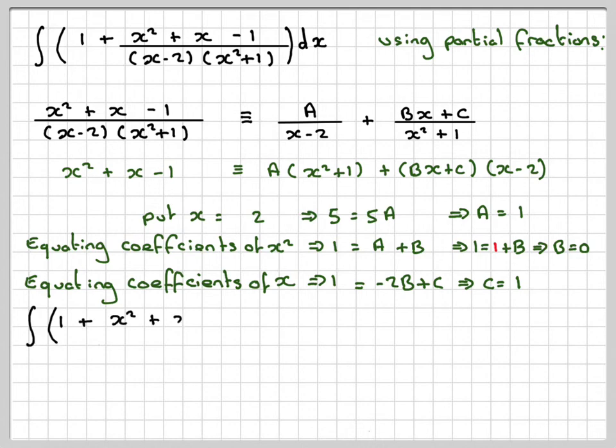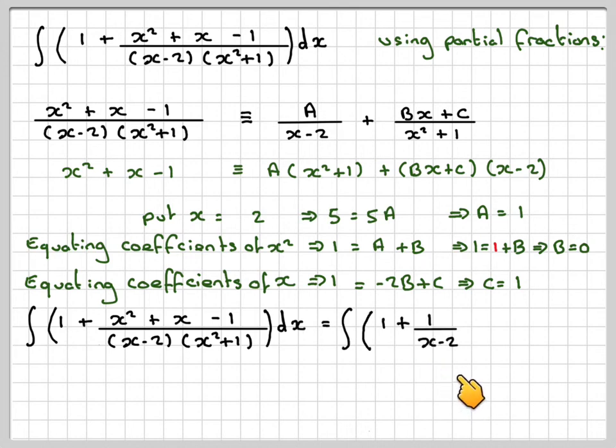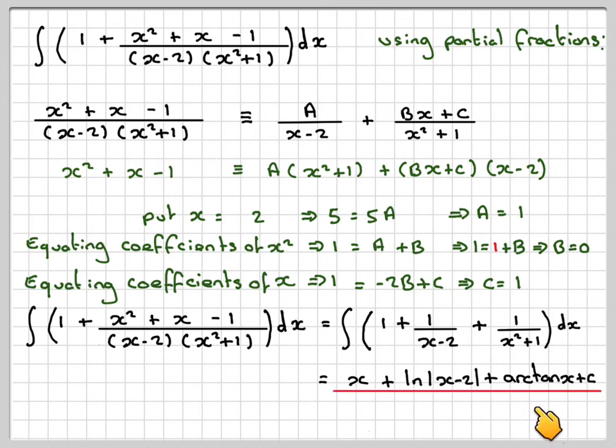So my integral will now become the integral of 1 plus 1 over x minus 2 plus 1 over x squared plus 1 dx. So that will become x. This will become ln of x minus 2, and this is just a standard integral, which is arctan x plus c, which I think sometimes you get the formula for.